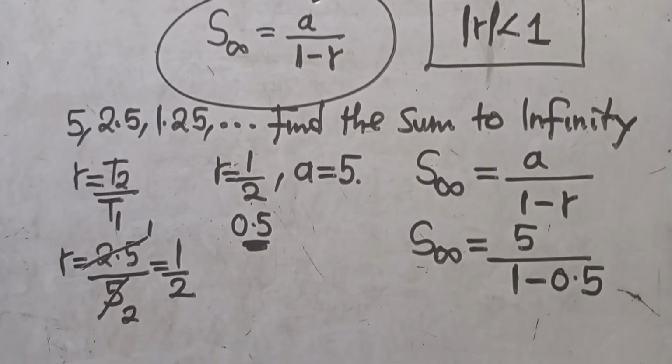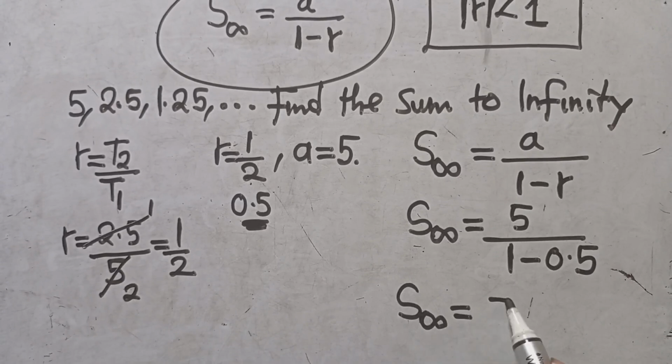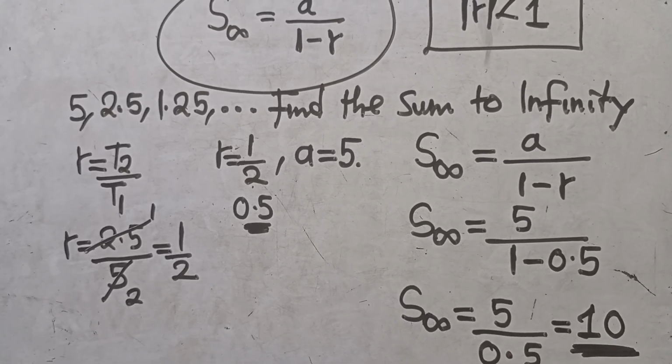This can also be written as sum to infinity is equal to 5 divided by, when you subtract there, 0.5. When you divide, what answer are you getting? You are getting 10. So the sum to infinity is 10. This is what you are supposed to do. These are certain questions.